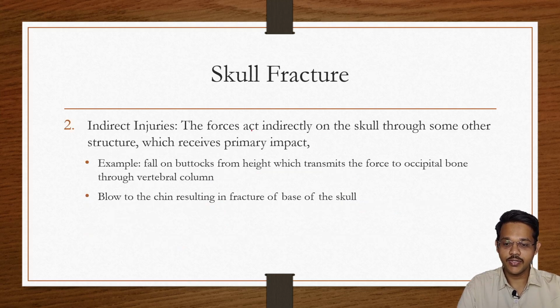Indirect injuries are those in which the force acts indirectly on the skull through some other structures which receive the primary impact. For example, a fall on the buttocks. If the person falls on the buttocks, the force transmits to the vertebral column and impacts the base of the skull, leading to fracture of the base. Also, a blow on the chin may sometimes result in fracture of the base of the skull. In this, the injury is not primarily directed on the skull itself, but indirectly through other regions, which leads to fracture of the skull.